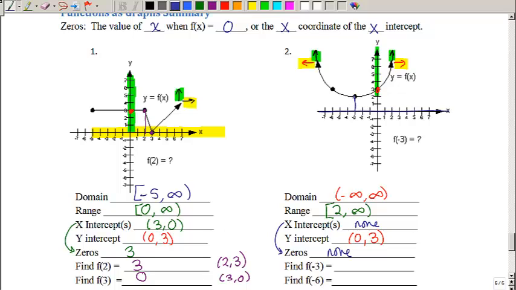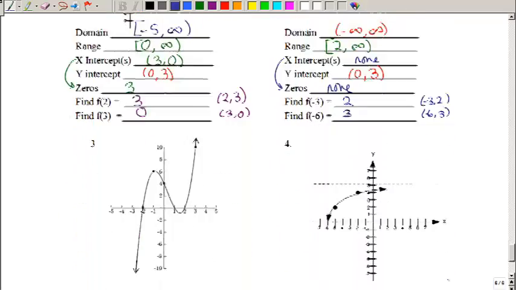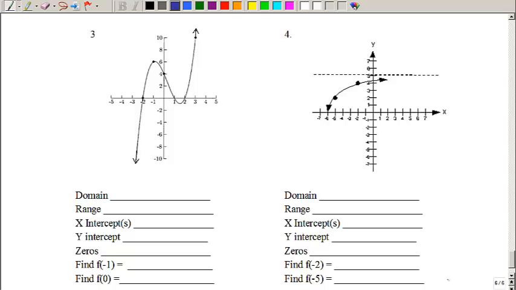The corresponding y value is 2, and that's verified by the point -3, 2. And f of -6, I go to the x-axis at -6, and I look at the corresponding y value, which is 3. The corresponding point there is -6, positive 3. Here's the last two examples.